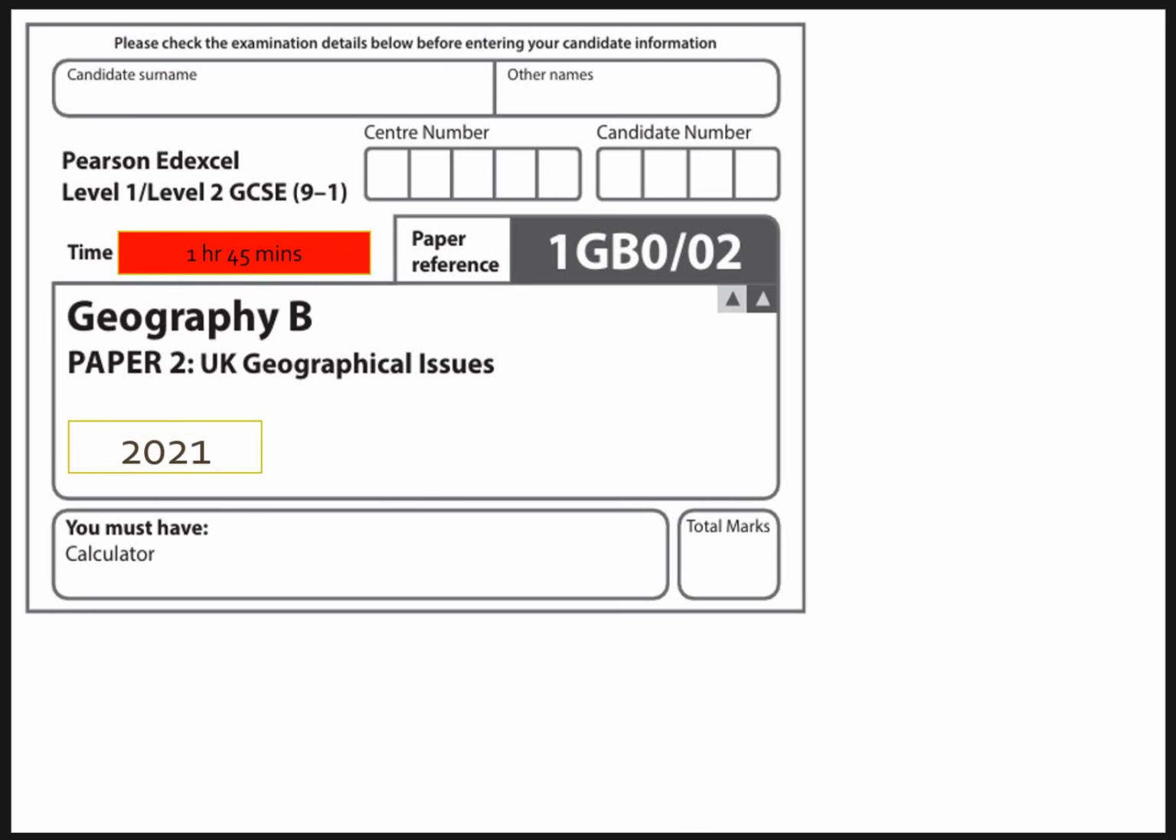Let's now do a walkthrough review of some sections and some questions within the Edexcel Geography B paper 2. This is from 2021. If you haven't already got a copy of that paper in front of you, it's a good idea to pause the video and get hold of that. It's available on a whole variety of different websites.